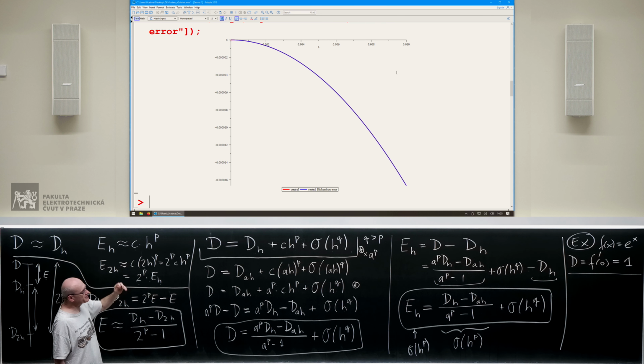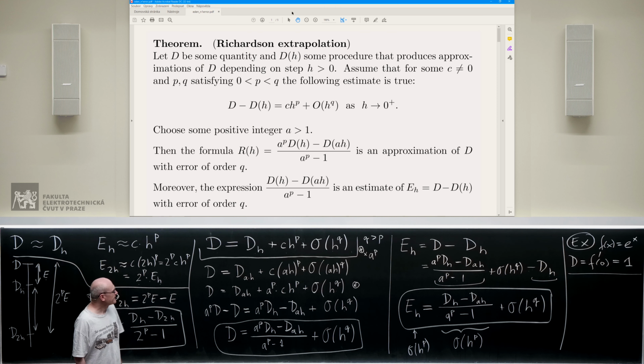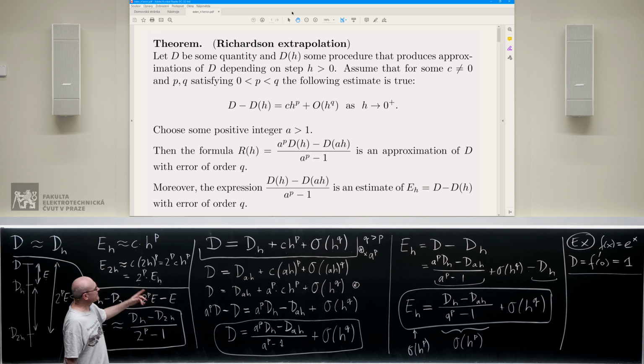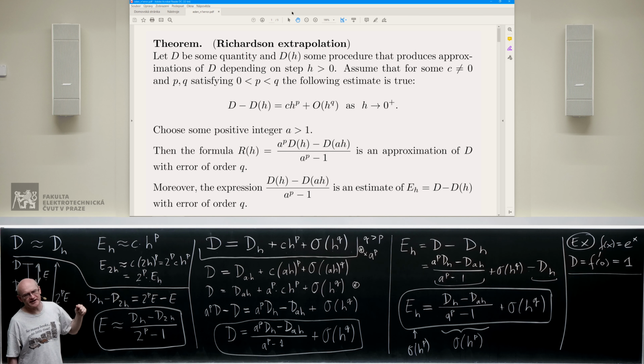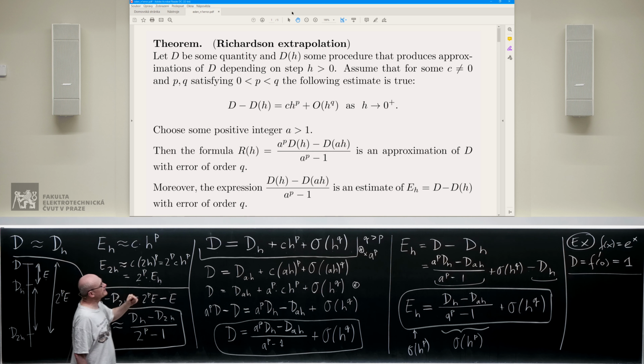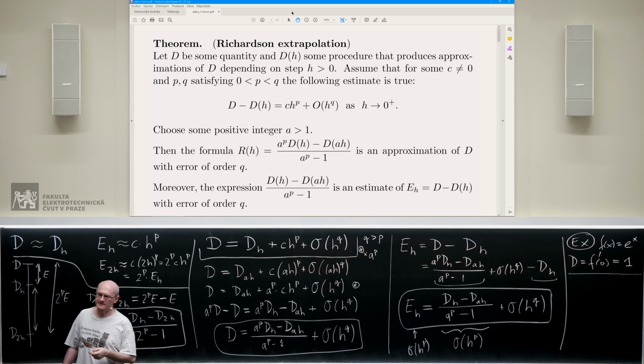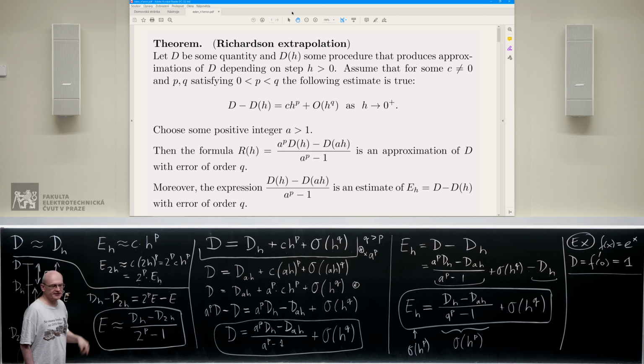By the way, this is called Richardson error estimate. And we will get to this formula soon. This is called Richardson extrapolation. Okay? Anyway, the good news is there is a way to actually approximate error even if we do not know the precise value of what we are looking for. Okay? This is a very handy trick.